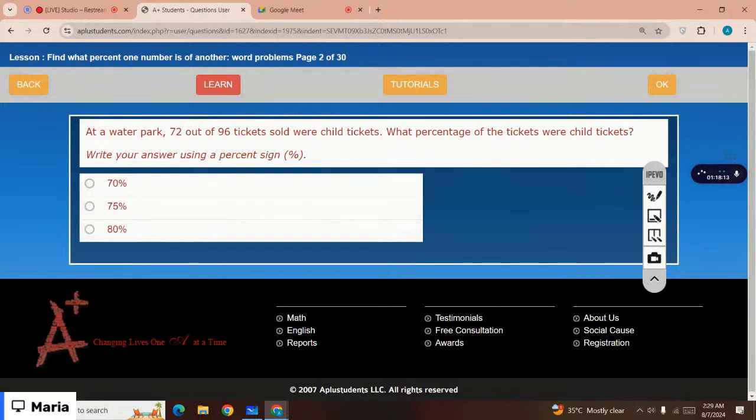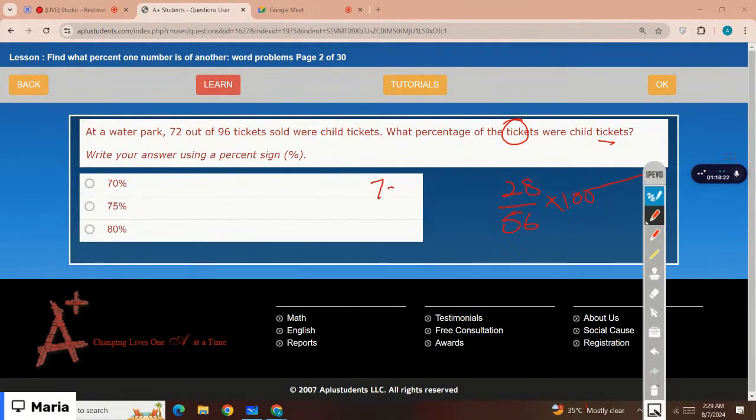At a water park, 72 out of 96 tickets were child tickets. What percentage of the tickets were child tickets? So 72 out of 96. So the total tickets are 96. So 72 out of 96 times 100. You just have to convert it into percentage form. So just divide and multiply. So the correct option is yes, 75% it is. Option number two is the correct option.